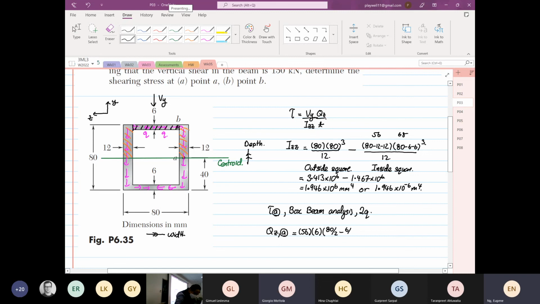Okay. So let me check again. So 80, 12 on one side. So we know that the distance from here to here is 80 minus 12 twice, which is 56, right? And then we know the thickness is 6. And then we want to find this distance from here to here. That distance is equal to 80 divided by 2 minus 6 divided by 2, which is exactly what we have over here.